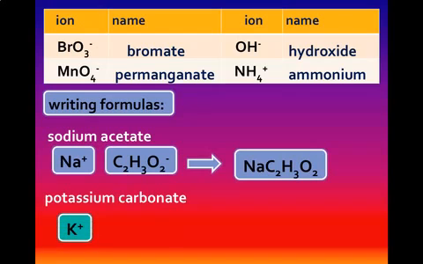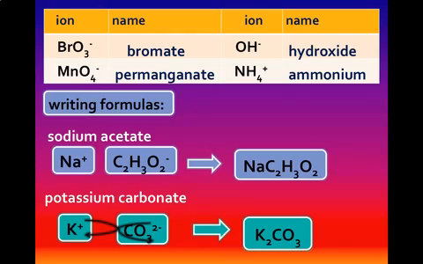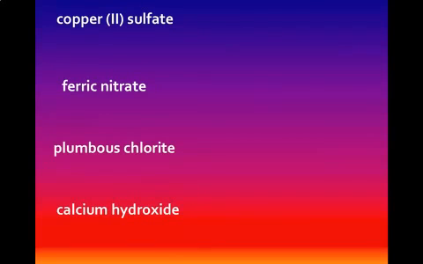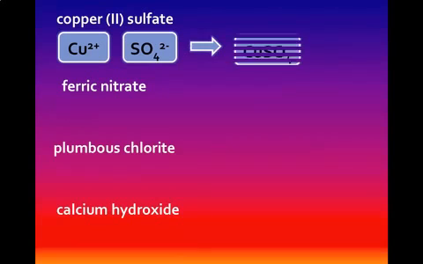Potassium carbonate: potassium has a +1, carbonate has a -2, so I'm going to use my crossover trick and I get K2CO3. The 2 goes over for the potassium, and the 1 stays with the carbonate, which, remember, if we have a 1 we don't write it. Copper(II) sulfate: copper(II) tells us that it's a 2+, and sulfate is a 2-, that already makes 0, so we just rewrite, and we have CuSO4.